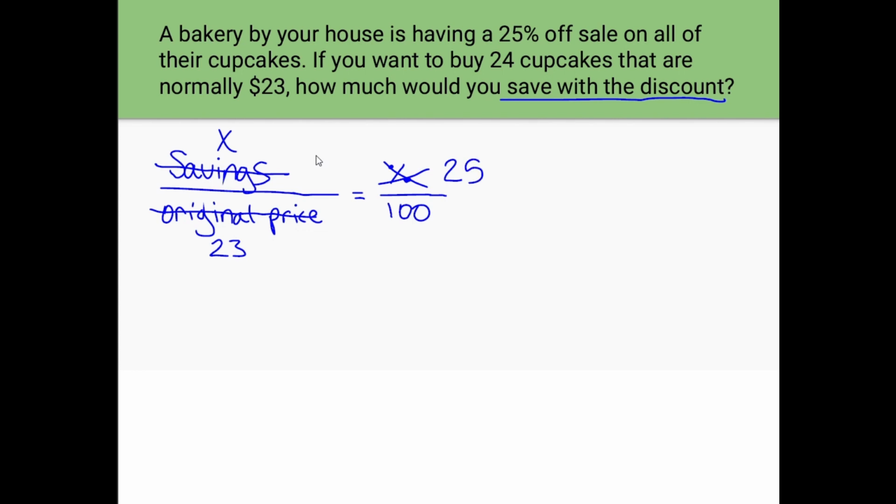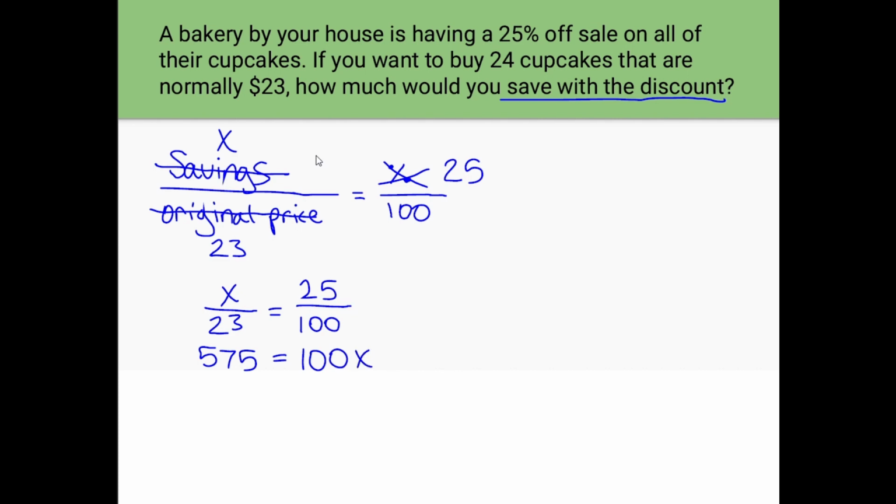I didn't really need to know that there were 24 cupcakes. That wasn't really important here. Now I got X over 23 equals 25 over 100. Now I'm going to multiply my diagonals and get a one-step equation. So I have 23 times 25, I'm multiplying my diagonals here, so I'm going to get 575 equals, now I'm going to multiply my other diagonal. So 100 times x, I'm going to have 100x.